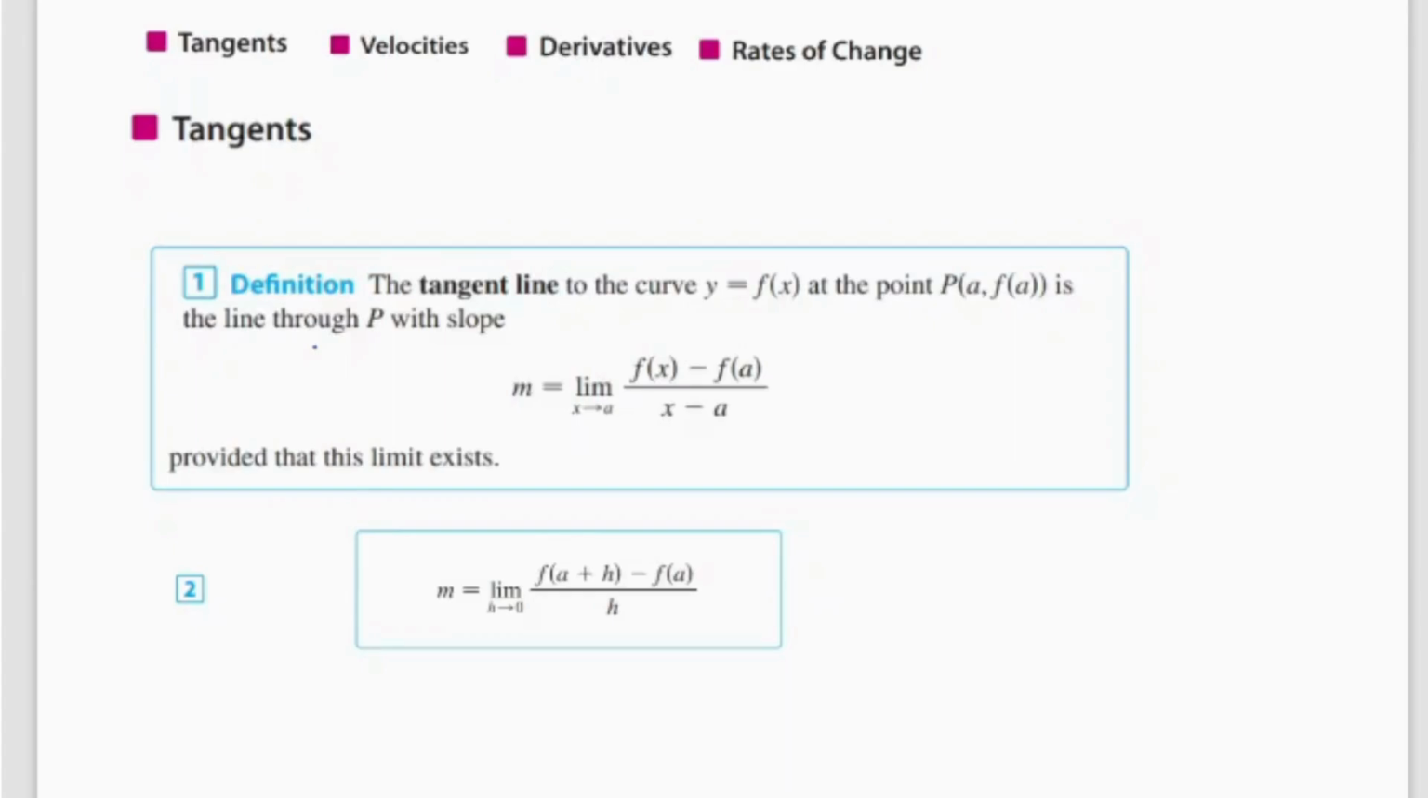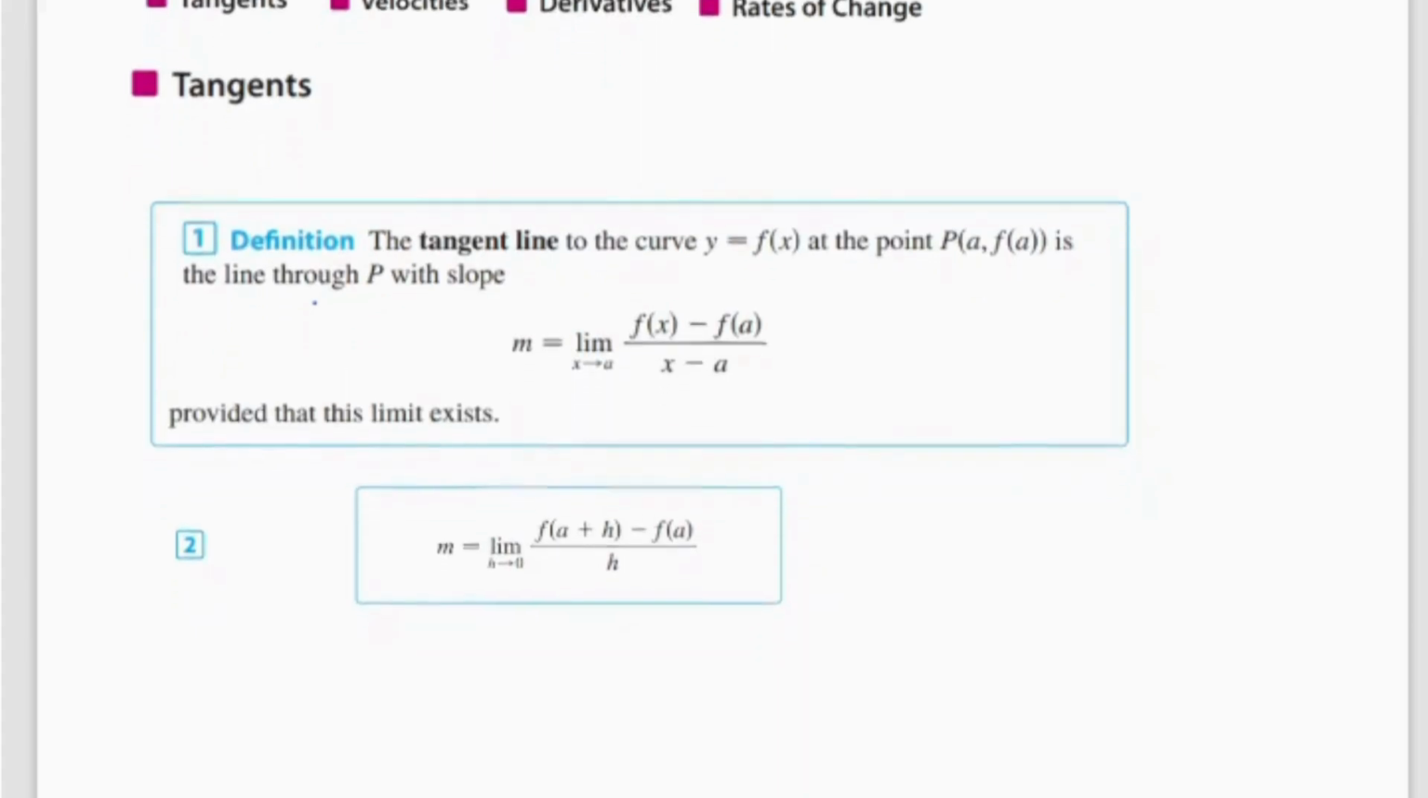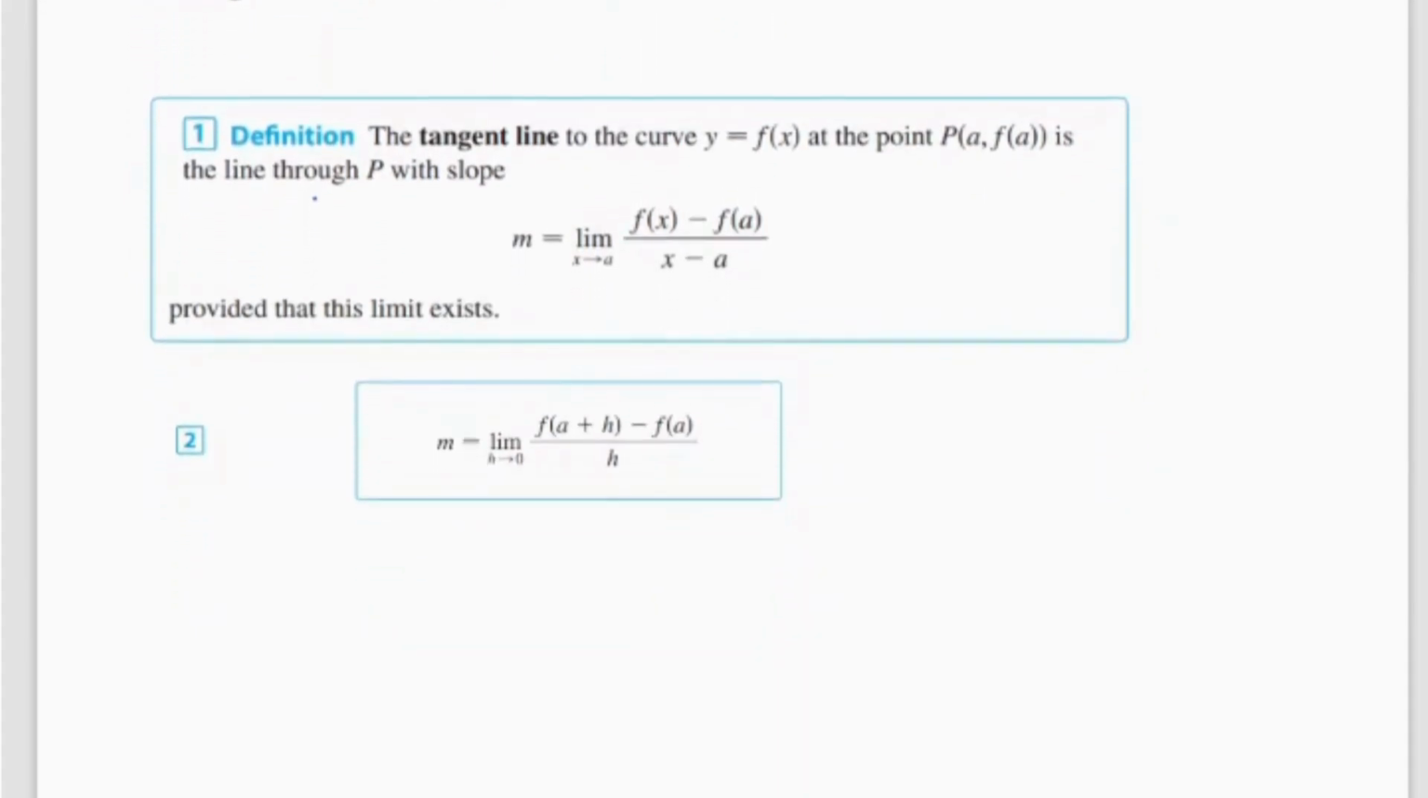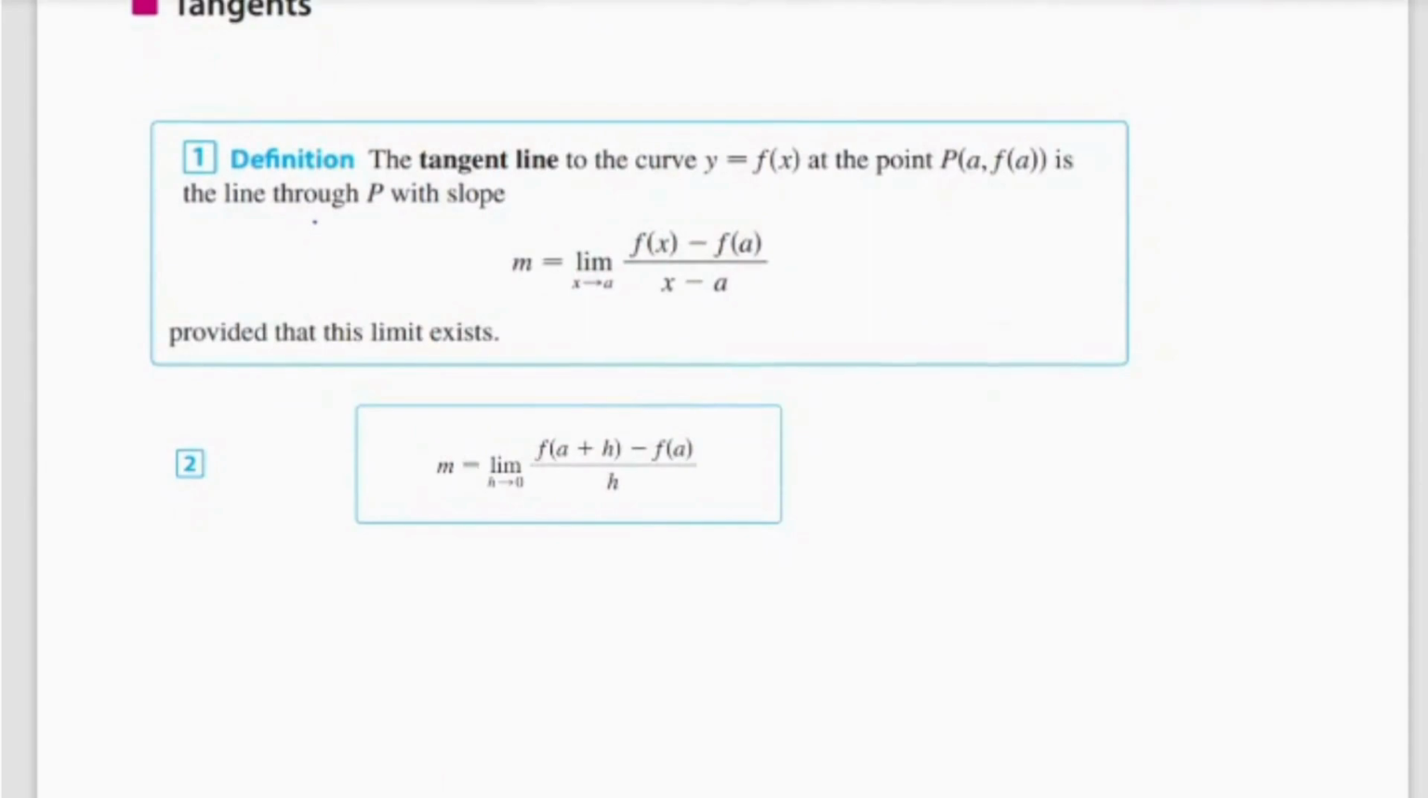Hello everyone. In this section we are going to discuss four main topics: the tangents, the velocities, the derivatives, and the rates of change. Let's start with the first topic, which is about the tangents. So what is basically the tangent for any curve?